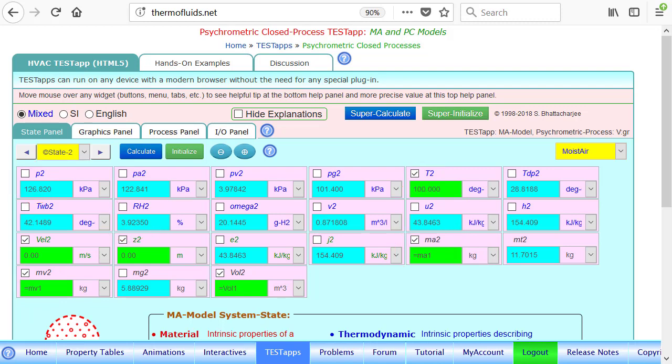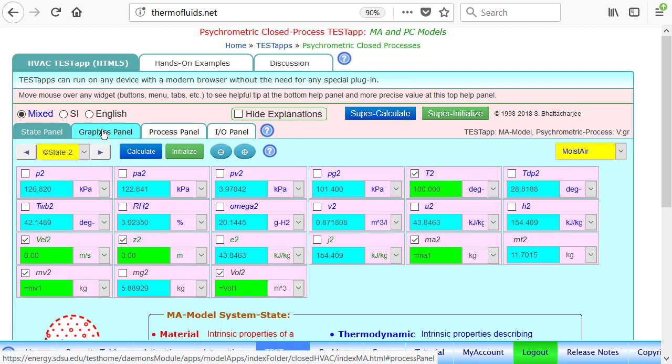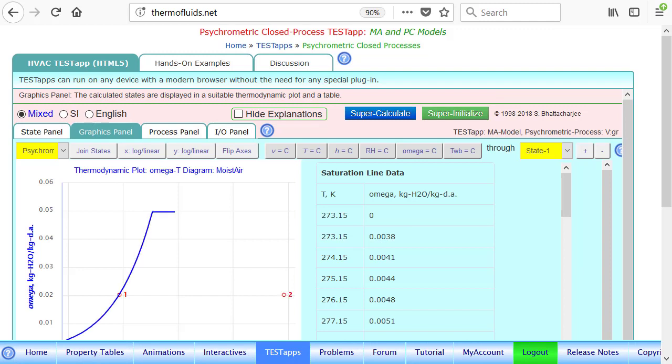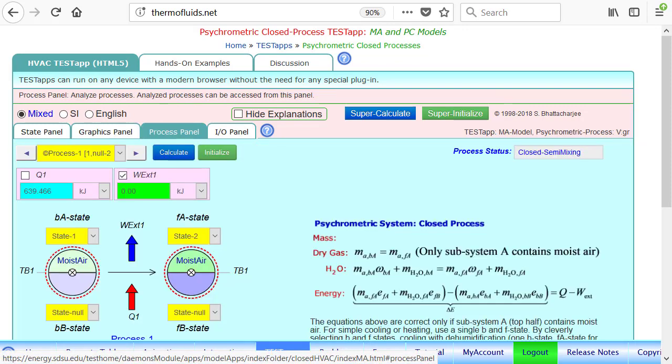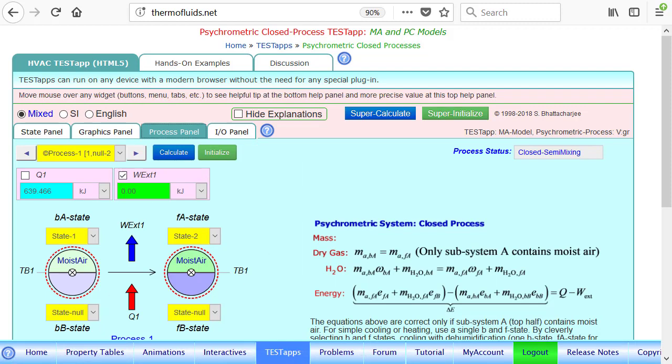And finally, to get the heat transfer, by the way, you can go to the graphics panel, and of course, this will not be correct because this particular line is for total pressure of 100 kPa. In the process panel, we are setting up the process. Again, this is meant for a complicated system. In this case, it can handle 2 different subsystems, but we have a single subsystem, so the beginning state is state 1, final state is state 2. We left the other state null. That is, we have moist air here going to moist air.